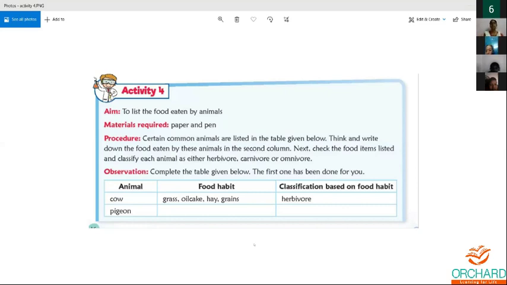Now we'll do this in the class. I want you to observe it and write it. So for example, cow: they have given grass, oil cake, hay, grains. So the food habit is herbivore.